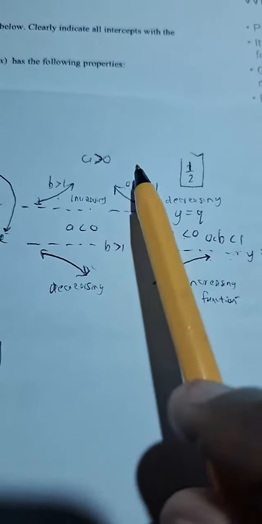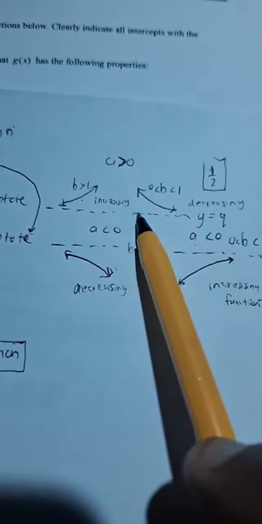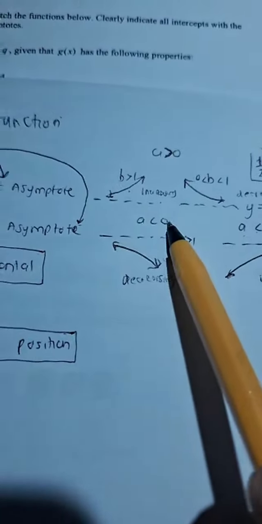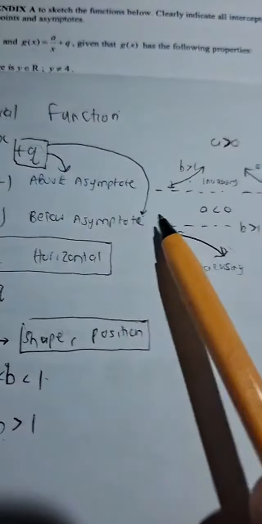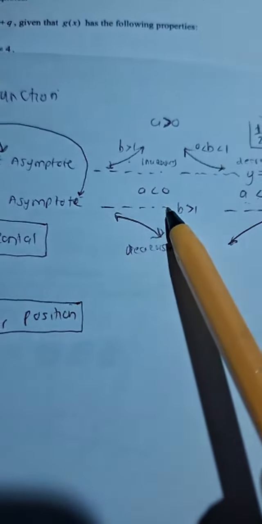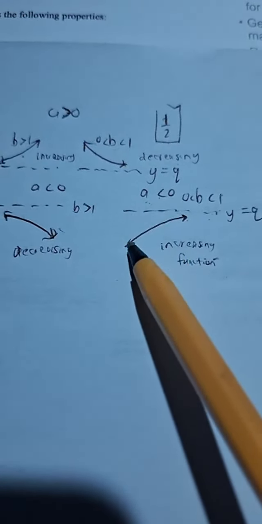If a is greater than 0 and b is between 0 and 1, then it is a decreasing function above the boundary line. If a is less than 0, on the other hand, remember when we said a less than 0, it means that the function is found below the asymptote. So if a is less than 0, but at the same time b is greater than 1, we have a decreasing function below the asymptote. And then if a is less than 0, but b is between 0 and 1, then we have an increasing function below the asymptote.